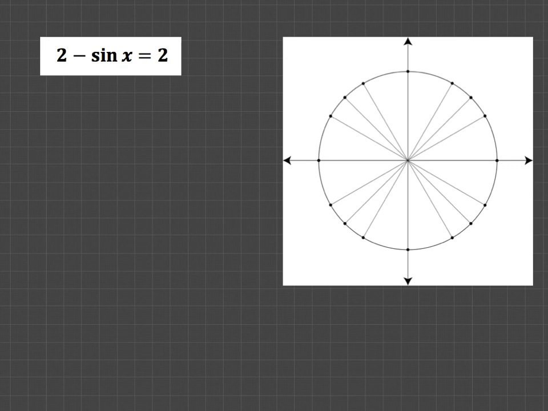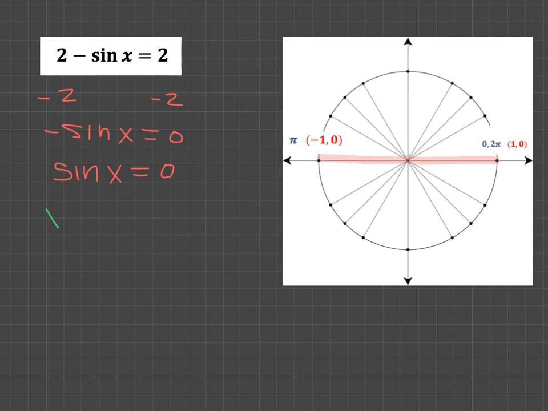2 minus sine x equals 2. Getting sine x by itself, we first subtract 2 from both sides. So we get negative sine x equals 0. And then divide both sides or multiply both sides by negative 1. We get sine x equals 0. So we want to identify the angles in the unit circle that have sine of 0. So that's going to be y value of the associated point on the unit circle that's equal to 0. So those are the angles 0 and pi. We get x equals 0, x equals pi.